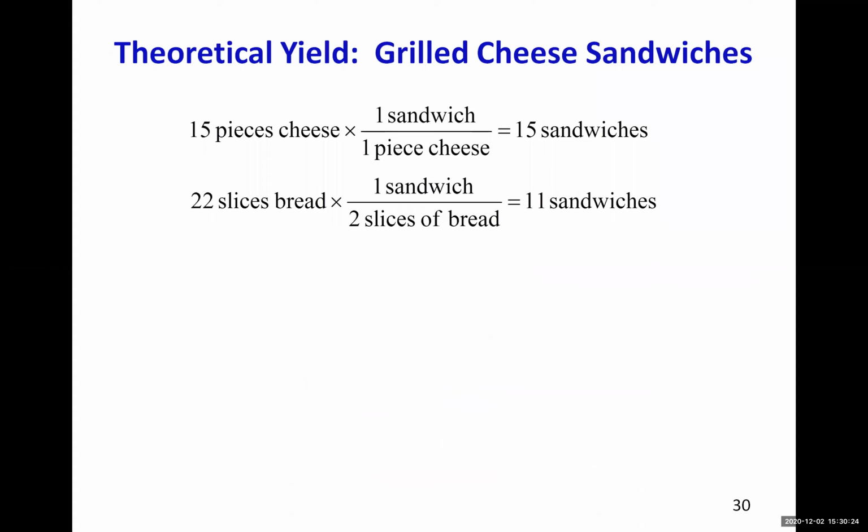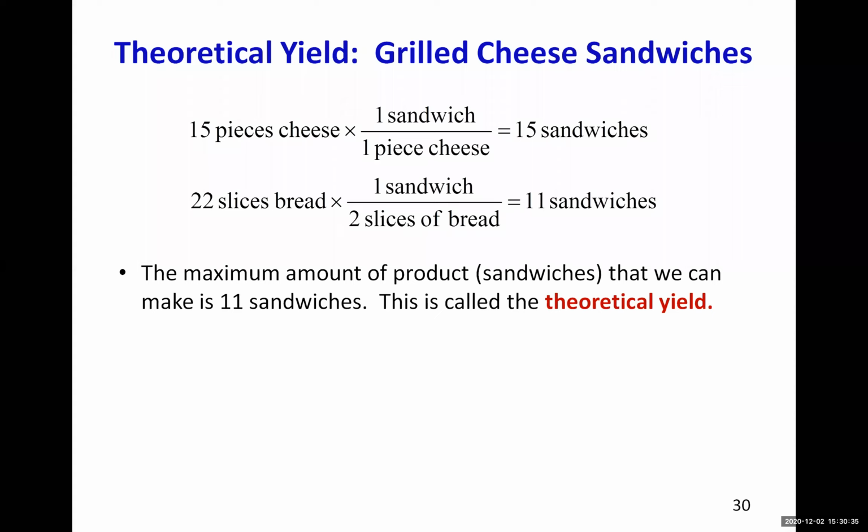So we can make 15 from the pieces of cheese or 11 from the slices of bread. You see that 11 is less than 15. So the maximum amount of product, or sandwiches here, that we can make is 11 from the slices of bread. This amount of product, the maximum amount you can make, and that's the least amount here, is called the theoretical yield.